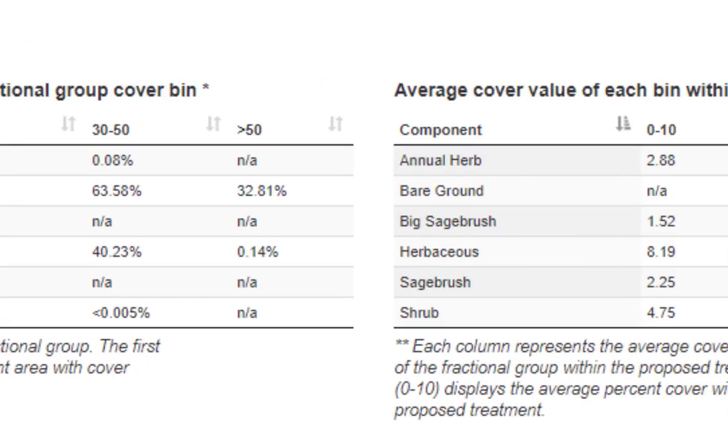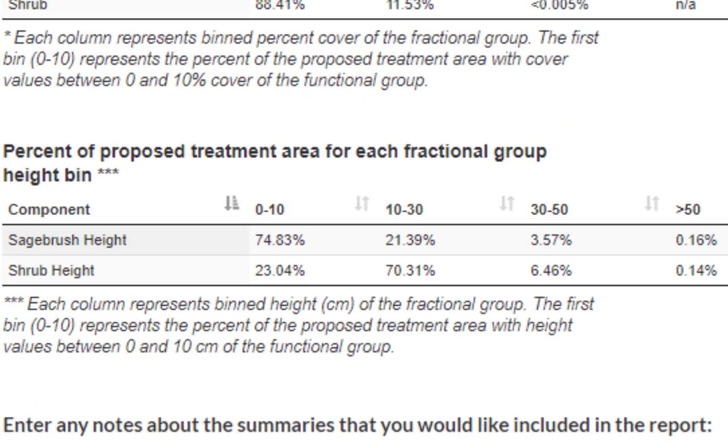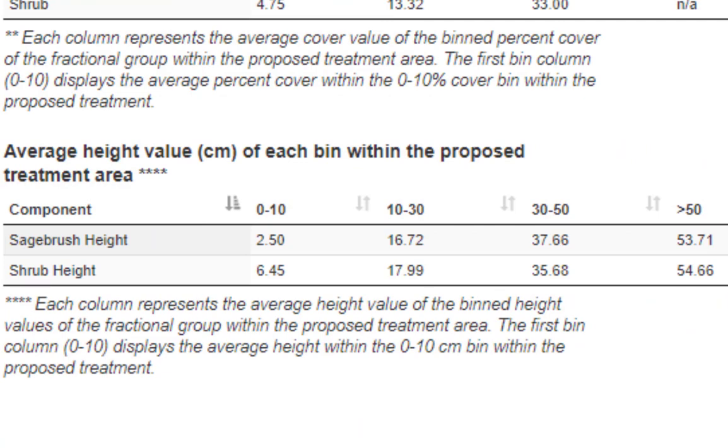The next table to the right of this shows the average cover of each bin. For this example, the average cover of sagebrush in the 0 to 10% category is 2.25% sagebrush cover. The last two tables provide height estimates for sagebrush and all shrubs. In this example, about 3.5% of the planned treatment area had sagebrush 30 to 50 centimeters tall. The paired table to the right of this shows the average height within each bin, similar to the above cover tables. This example had an average sagebrush height of about 37.5 centimeters in the 30 to 50 centimeters bin.